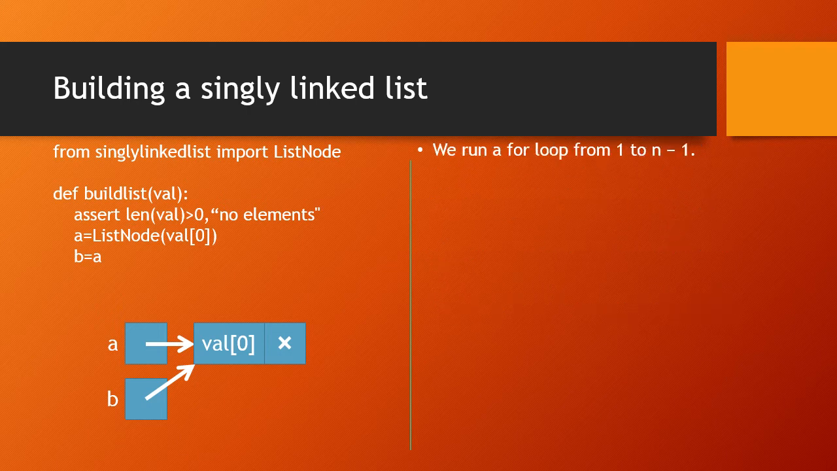We run a for loop from 1 to n minus 1. We have already added val 0. Now we will progressively add val 1, val 2, all the way to val n minus 1. So the for loop runs from 1 to len val minus 1, stepping 1 every time.